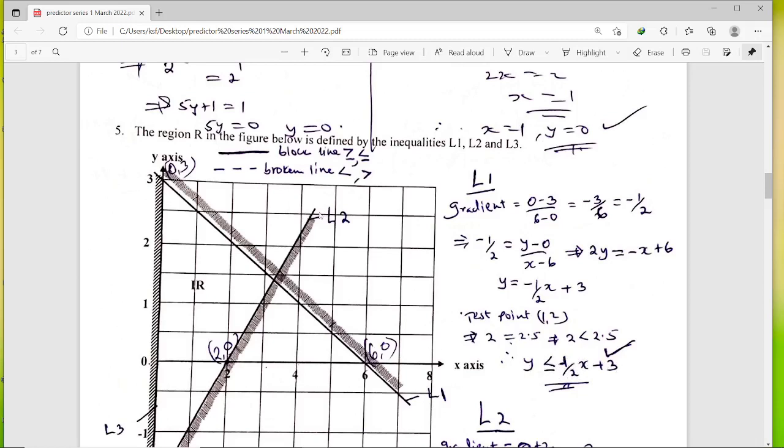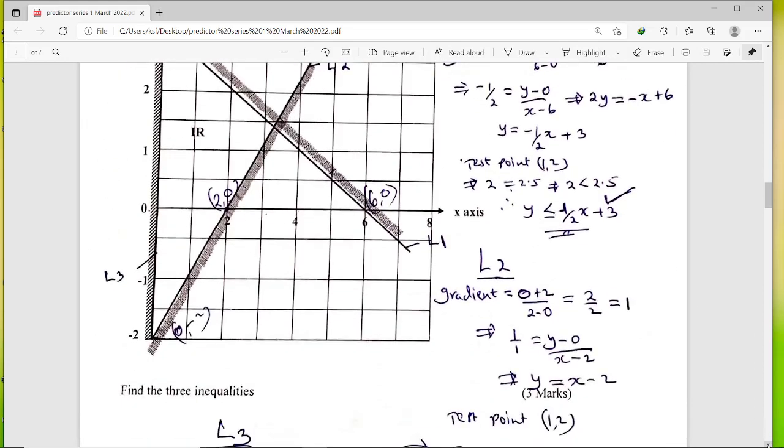So you do the same for L2. You pick 2 points that you can use to find the gradient. I've tried to look at points that are direct, like this one on this line. At this point, we have 2, 0. It is direct. But if you look here, this point can give you struggle and stress, because this is 0.5, and I don't like dealing with decimal numbers unless I have no option. And here, I have no point that I can even estimate.